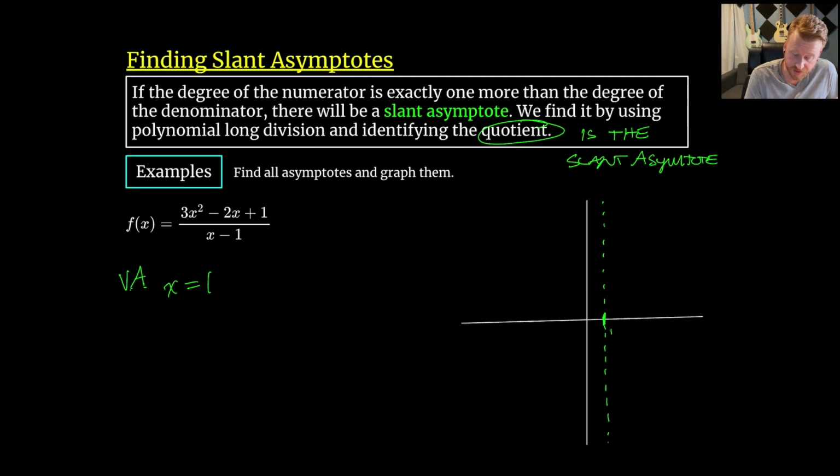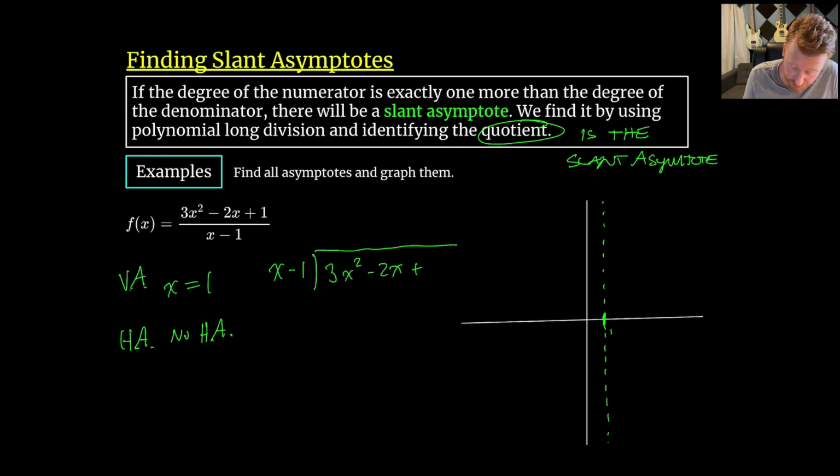All right, horizontal asymptote, we would find that by looking at the degree of the numerator and the degree of the denominator. Since the degree of the numerator is more than the denominator, there is no horizontal asymptote. We'll just write no HA since I already abbreviated it that way. But there is a slant asymptote since it is just 1 degree bigger. So the way we find the slant asymptote is by actually doing the polynomial long division here. And we'll divide x minus 1 into 3x squared minus 2x plus 1. And this is how we will find the slant asymptote.